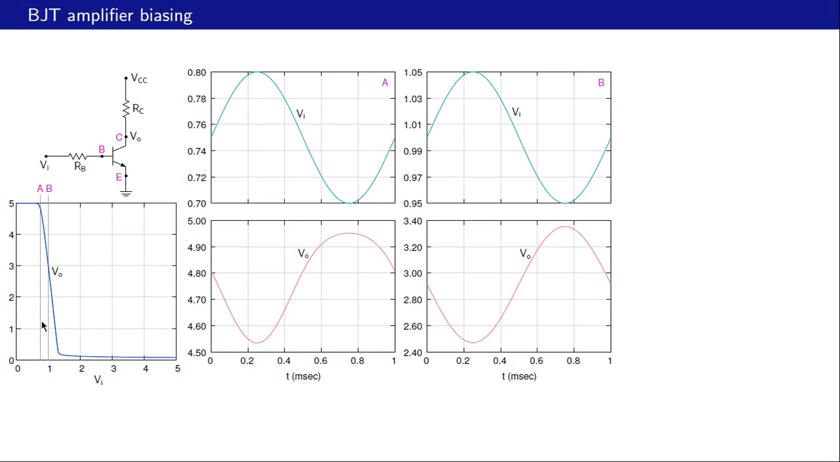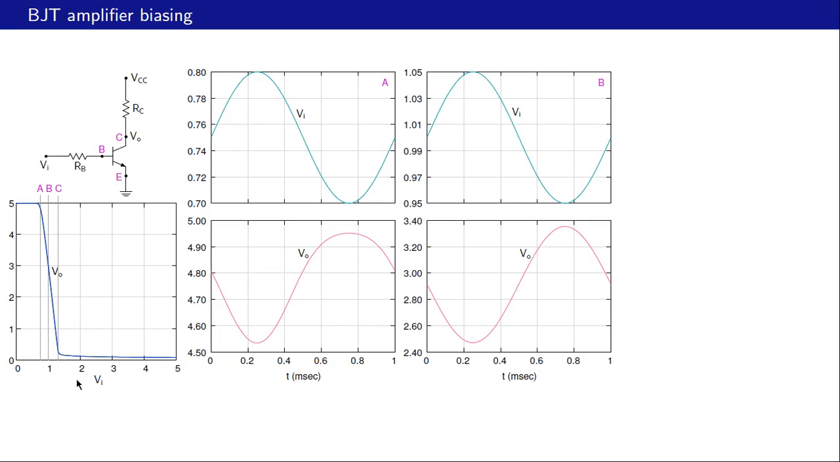Let's look at this line A. If we go to the right of line A, that is increasing VI, we see that the picture is different than if we go to the left of A. In the earlier case, we had the same gain in both directions, and now the picture is completely different. If we go to the right, there is some gain, and if we go to the left, the gain is much smaller, the derivative here is much smaller, and that is reflected in this distortion. This situation is definitely not desirable, and therefore we will not operate the amplifier at this DC bias.